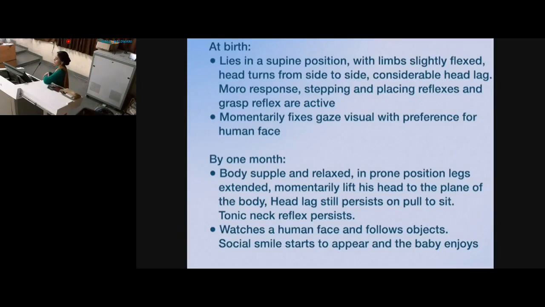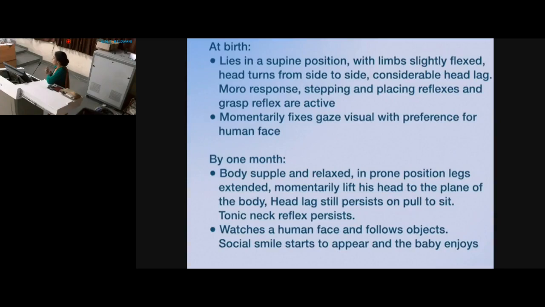By 1 month, when you put him on the back, in the supine position, he'll be able to turn his head to one side to prevent his neck from getting pressed. At around 1 month, he'll be able to lift his chin a little, momentarily, to 45 degrees. But if you pull him up from the lying position, you'll find his head is lagging behind. And then he starts developing a social smile.